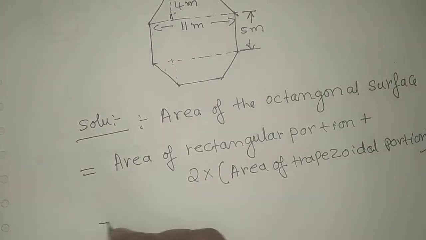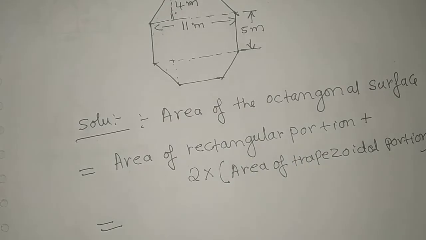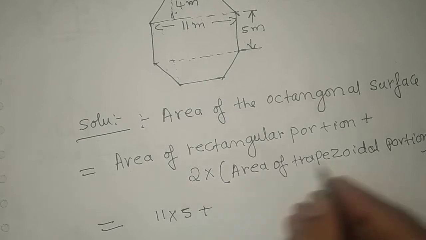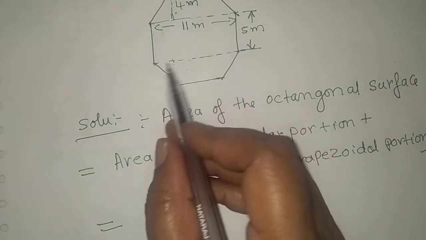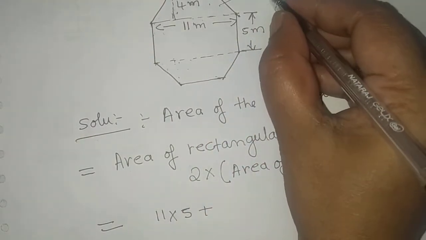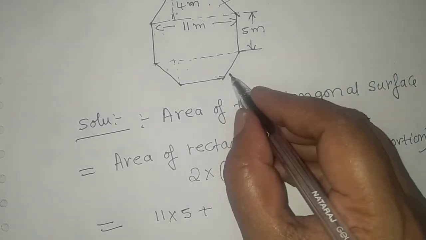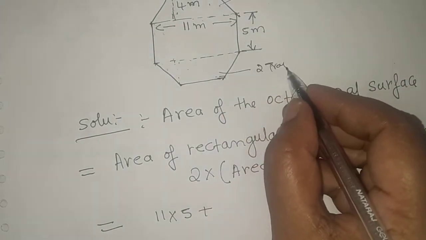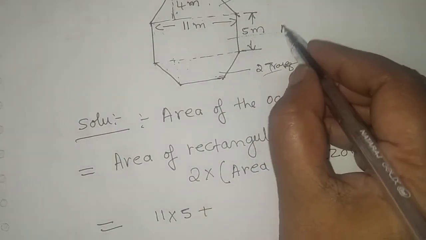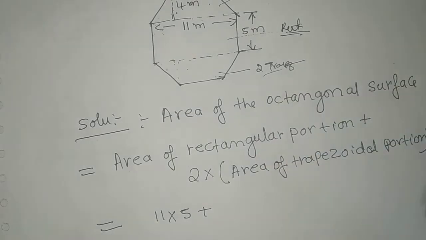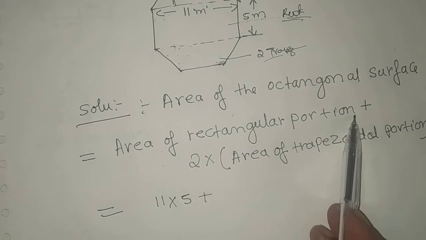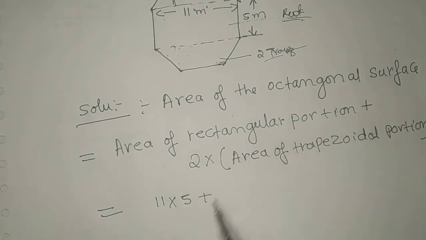So now we have to substitute. We'll take the rectangle portion. We can write length into breadth, that is 11 into 15, plus the area of the trapezoidal portion. There are two trapeziums, here 1 and 2. This is the first trapezium and this is the second. Therefore there are 2 trapeziums and this is the rectangle. So we first write the area of the rectangular portion plus 2 into area of the trapezoidal portion.